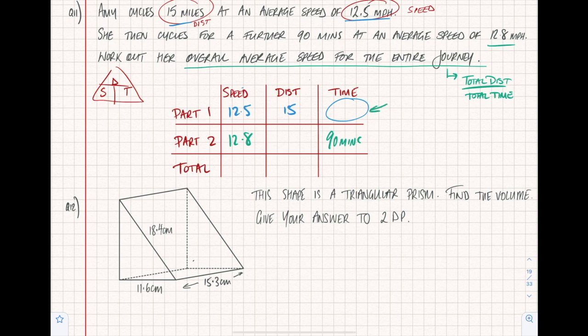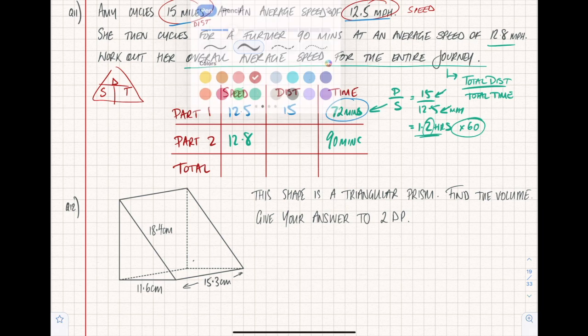So let's figure out this first bit. What we're missing here, we're missing time. Well, to find time, it's distance divided by speed. So what you're therefore going to do is 15 is distance divided by 12.5. And when you do 15 divided by 12.5 on your calculator, you'll end up with 1.2. Okay, so what that's saying is it's 1.2 hours, because that is my distance in miles and that is my speed in miles per hour. So that means it's 1.2 hours. Now 1.2 hours, what you then want to do is times that by 60, and that will give you your answer in minutes. So that is 72 minutes, okay? Or you could remember that 0.2 is 20% of an hour, and 20% of an hour would be 12 minutes.